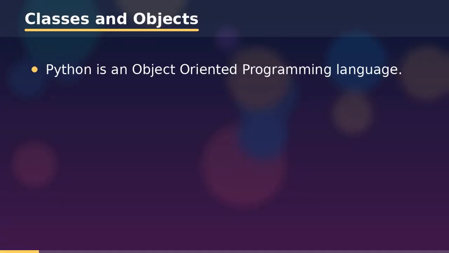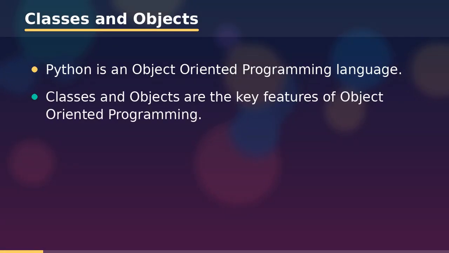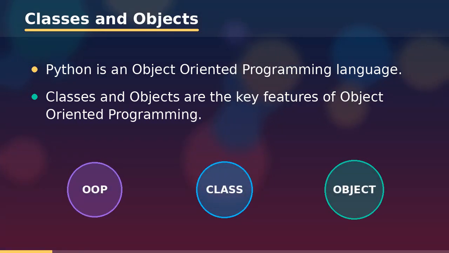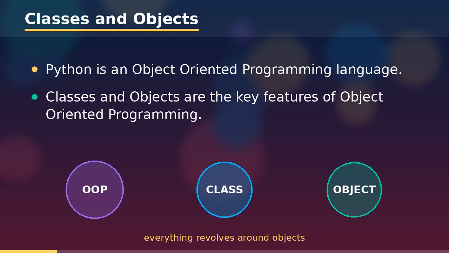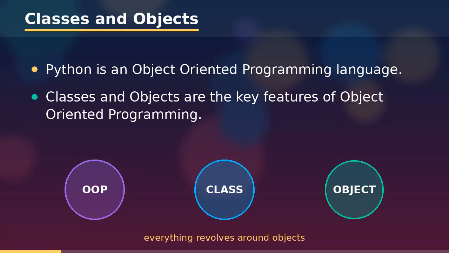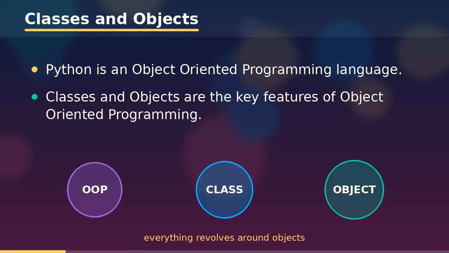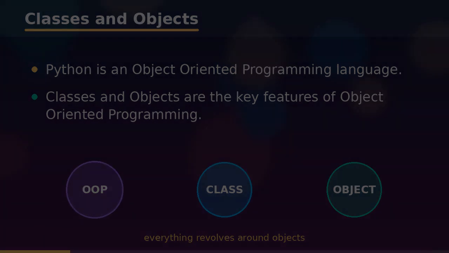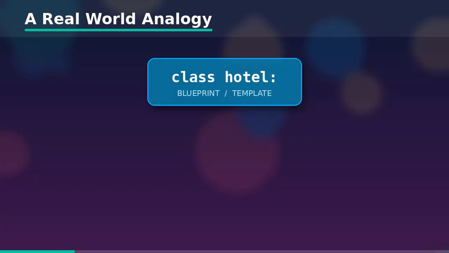Python is an object-oriented programming language. That means everything in Python revolves around objects. Classes and objects are the key features of object-oriented programming, and understanding them is the first step towards writing clean, reusable Python code. Here is a simple way to picture it.